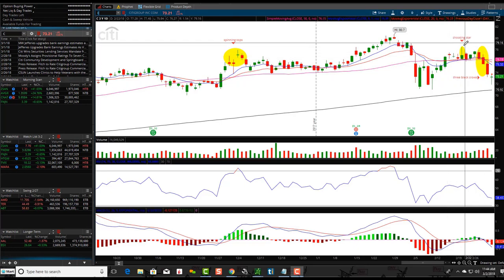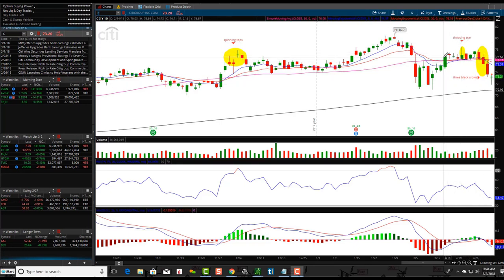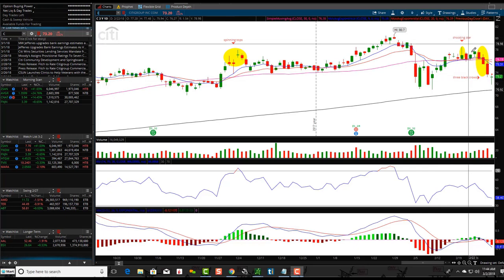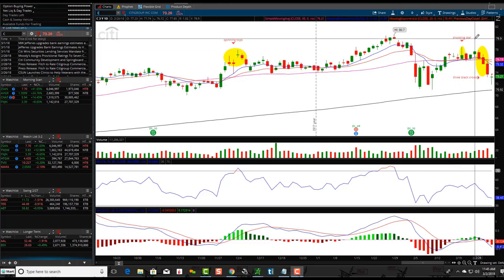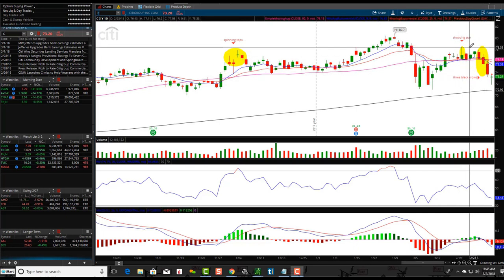But it formed another type of pattern. You can say this is the head, a left shoulder kind of here, followed by a right shoulder, head and shoulders. Look at that, it broke down. So these candlesticks all tell a very, very important story.